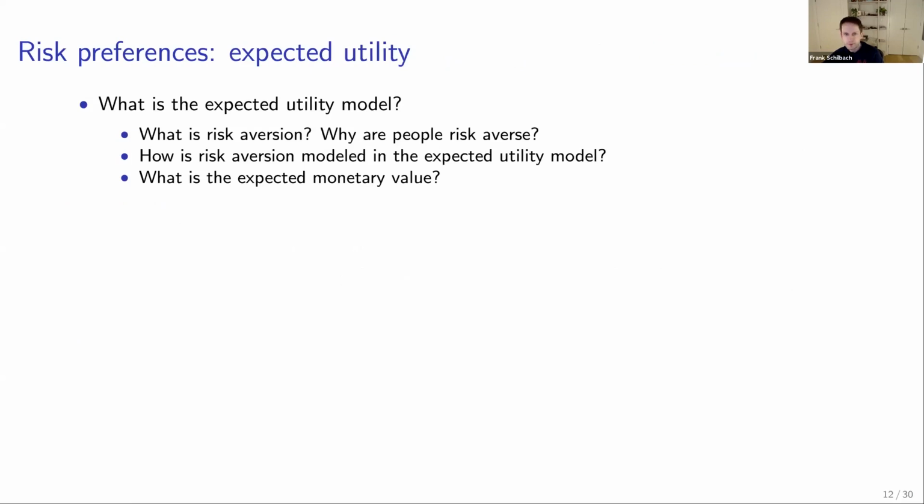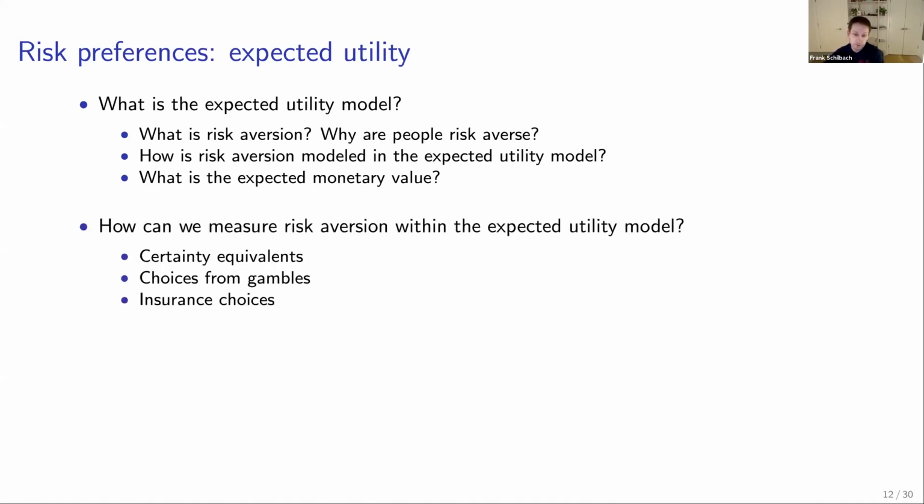Okay. The second topic that we discussed after time preferences was risk preferences, in particular expected utility. So here, you need to have a clear understanding of what the expected utility model is, what risk aversion is, why people are risk averse, and how risk aversion is specifically modeled in the expected utility model. What is the expected monetary value, and also things like what is concavity, what does concavity have to do with expected utility versus the expected monetary value, and what does concavity imply for risk aversion in the expected utility model?